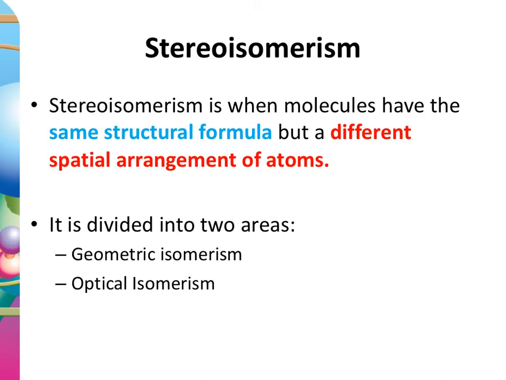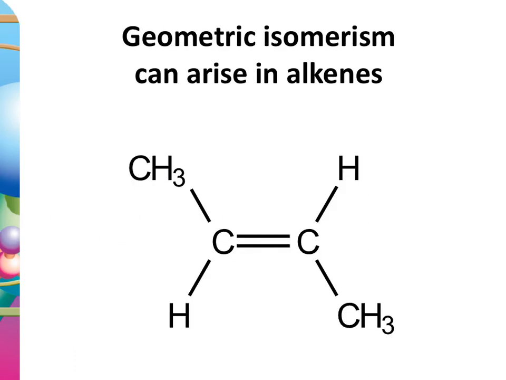It gets divided into 2 areas. It's divided into geometric isomerism, and that's what we're going to be focusing on now. And the other is optical isomerism, but we won't do that until towards the end of year 12. So we're just focusing on geometric isomerism in this particular video. So the first thing to say is that geometric isomerism can arise in alkenes. It doesn't mean it always arises in alkenes, but if it does arise, it's going to be in alkenes.